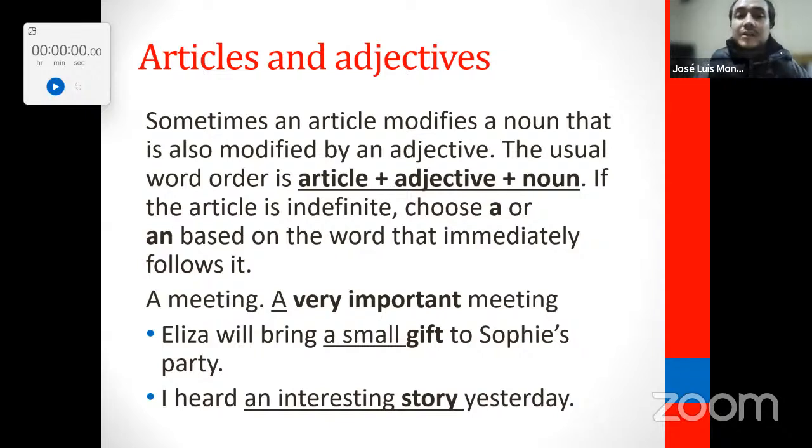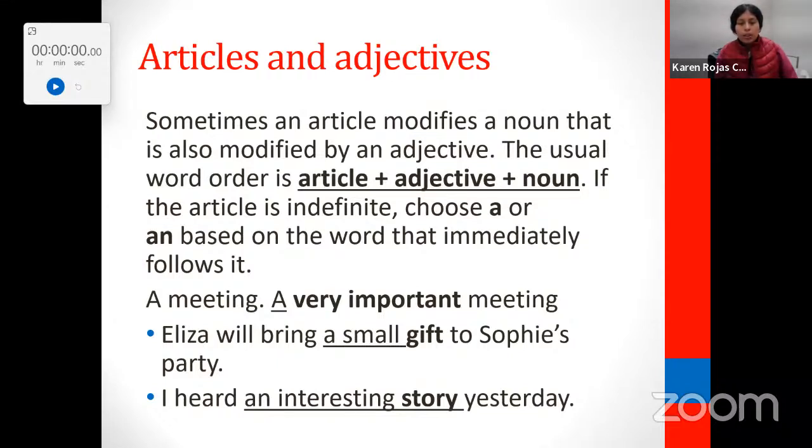Here you have articles and adjectives, and you worked with adjectives before. So this is a review only, Karen. Let's read this one, please. Sometimes an article modifies a noun that is also modified by an adjective. The usual word order is article plus adjective plus noun. If the article is indefinite, choose A or AN based on the word that immediately follows it. A meeting, a very important meeting.